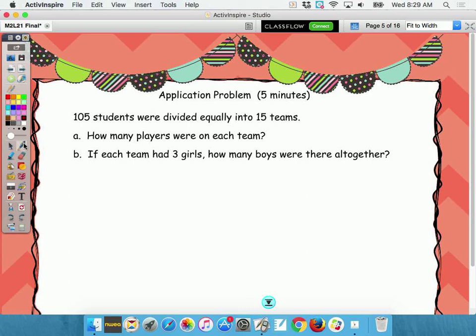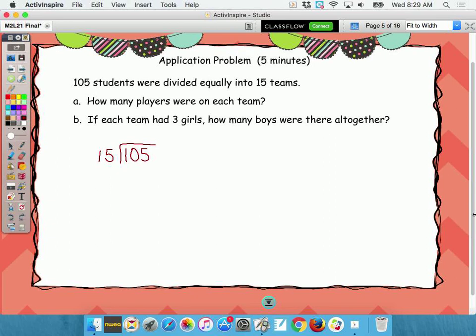Just for A. Don't worry about B. Just think about A. 105 students were divided equally into 15. Divide. Okay. So my dividend is what? 105. And I'm dividing by 15. So what would you skip count by here? 15s. Awesome. Okay. So tell me what to write, and you write it right along with me. 15, 30, 45, 60, 75, 90, 100.